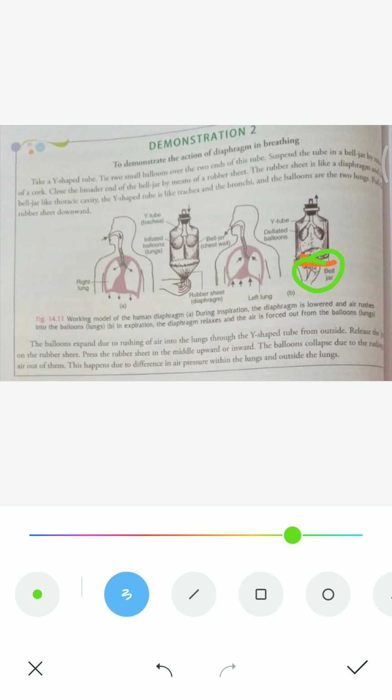So with this process, the diaphragm is sometimes increasing the thoracic cavity, and at that time our lungs are getting completely filled with air. When it comes back to its normal position, it expels all the extra air. So it is leading to expiration and inspiration, helping the process of breathing.